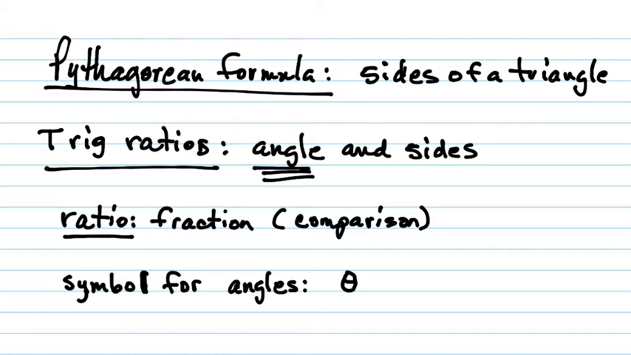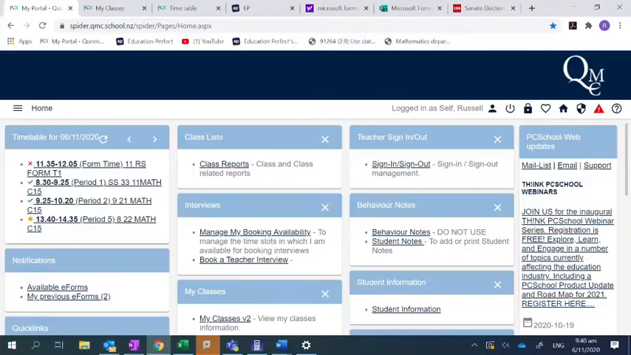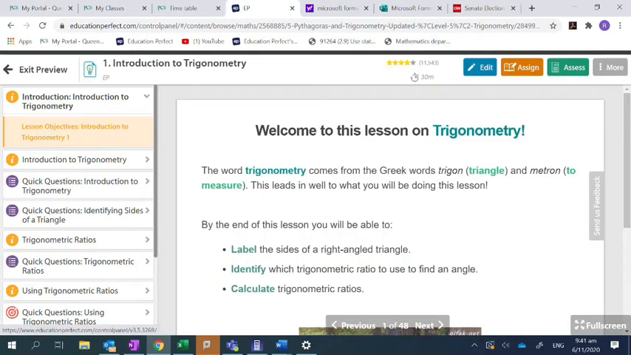All right. So first, we're just going to go to the Education Perfect and walk through there. They go through some stuff that's a little redundant, but it's all right. But keep this in mind. These are the big ideas for today. And then we'll introduce the trig ratios. That's the last thing we'll do. Then we're going to spend the rest of the term using them until it's time for the test.